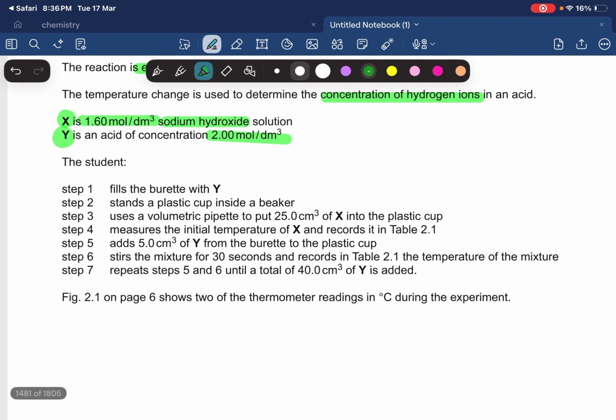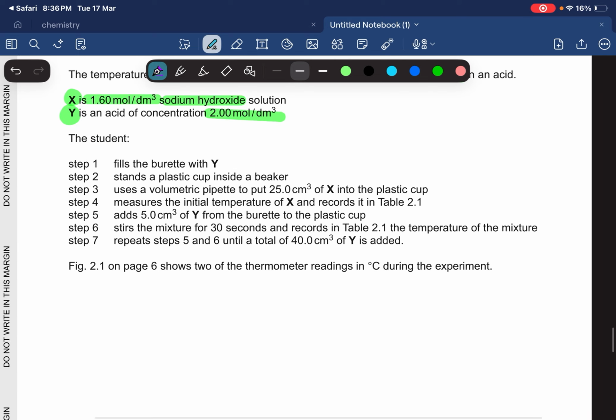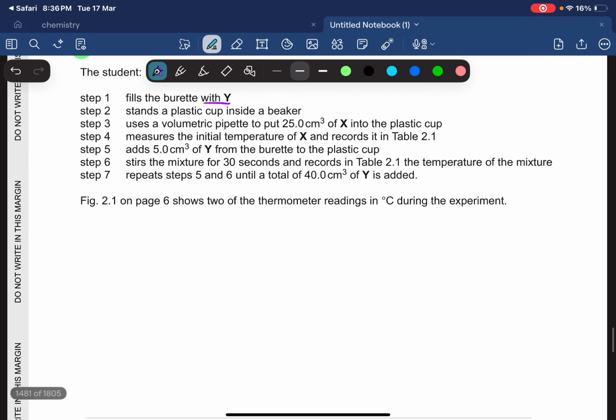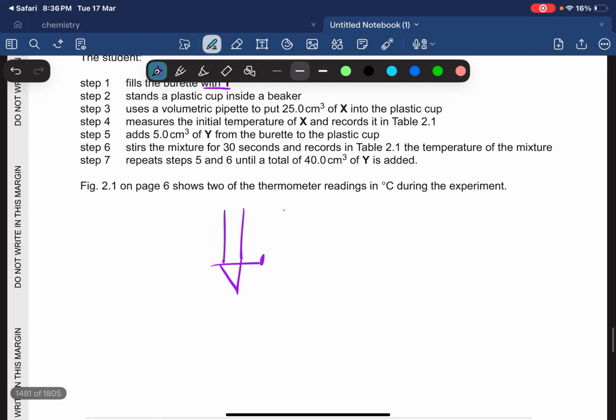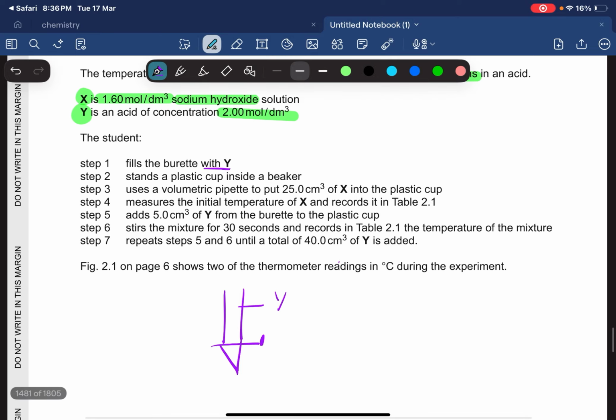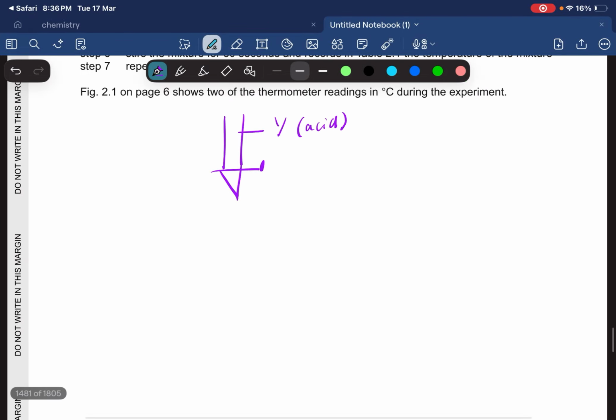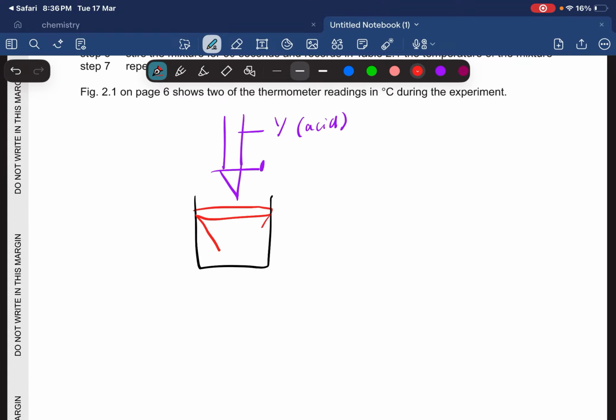Step 1: the student fills the burette with Y. Over here we have a burette that we're filling with Y. Y is the acid. Then the student stands a plastic cup inside a beaker. What do we mean by a plastic cup inside a beaker? You have a beaker, something like this, and in the beaker you have a cup, something like this.